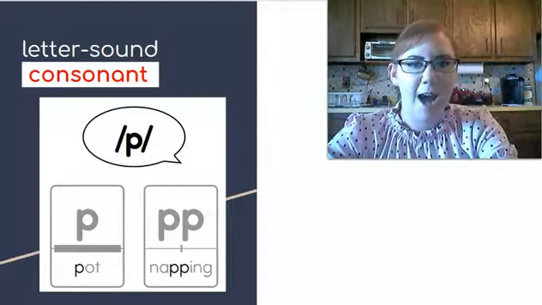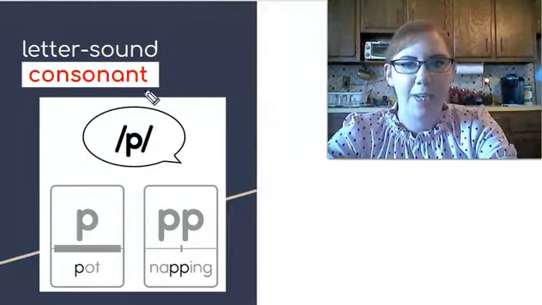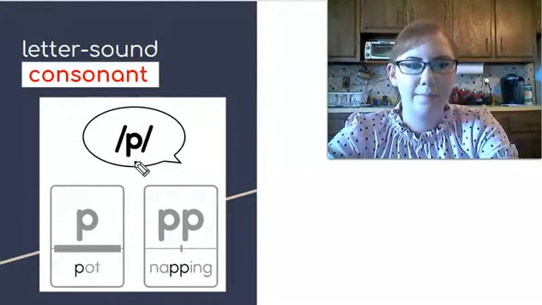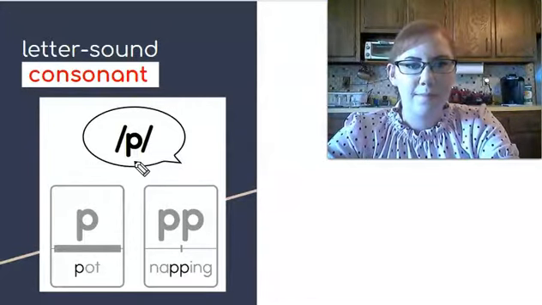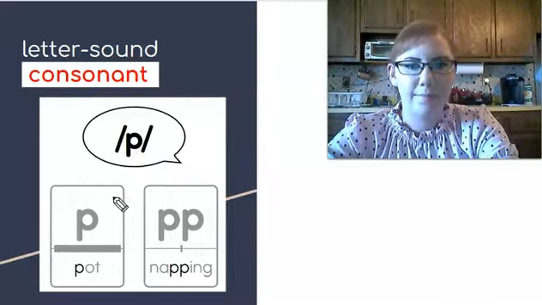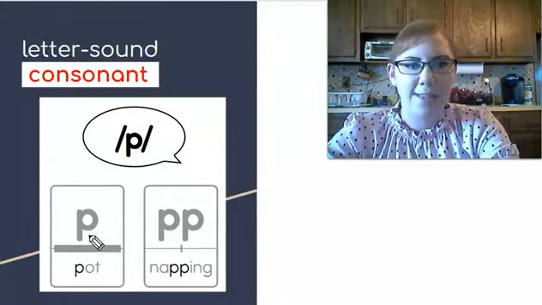Next, we have a consonant. See how it is written in red? What is this sound? The sound is P. What is the letter? The name of this letter is P.